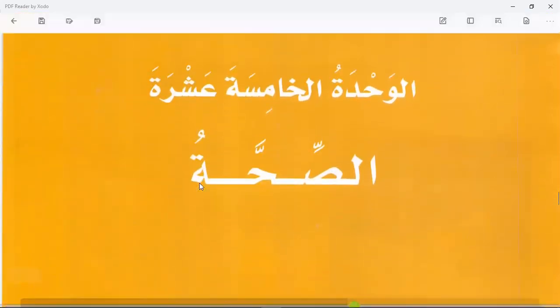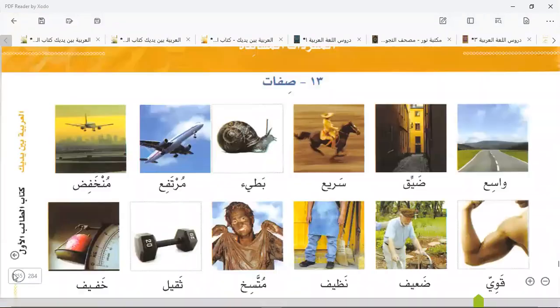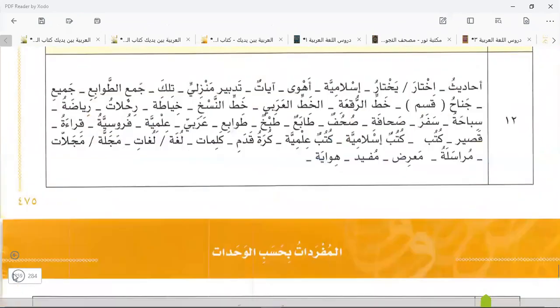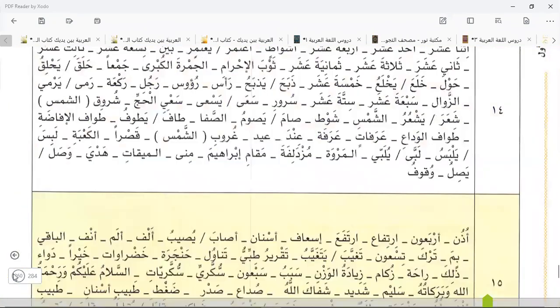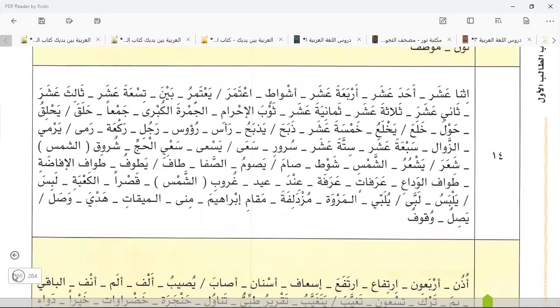Now we need to start the fifteenth unit. I think we didn't read the vocabulary last time of the 14th unit. Did we read the vocabulary? Rizwana, do you remember? Sir, I don't think we read. Okay, so Rizwana, read two lines.